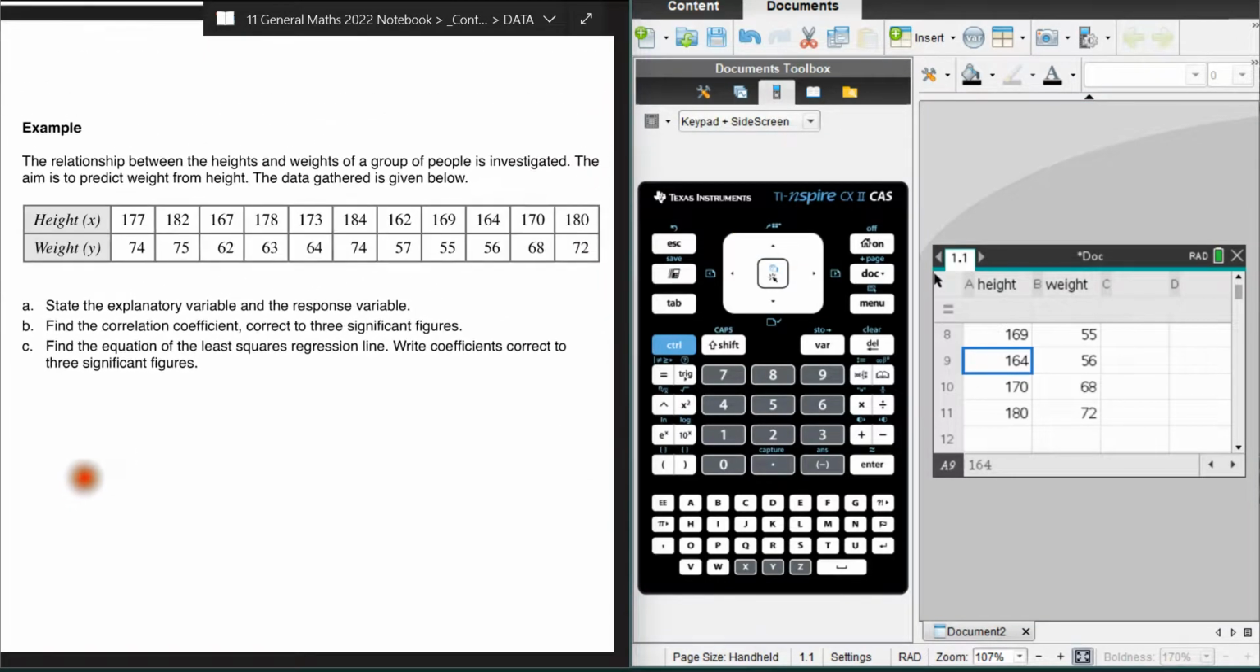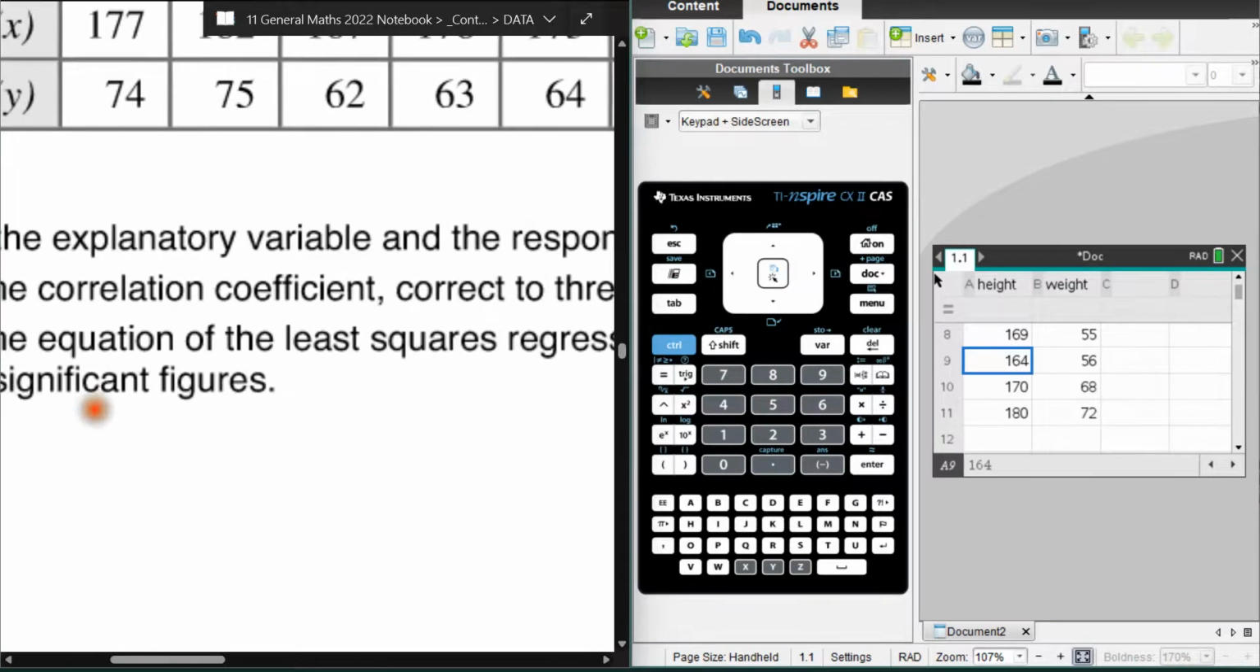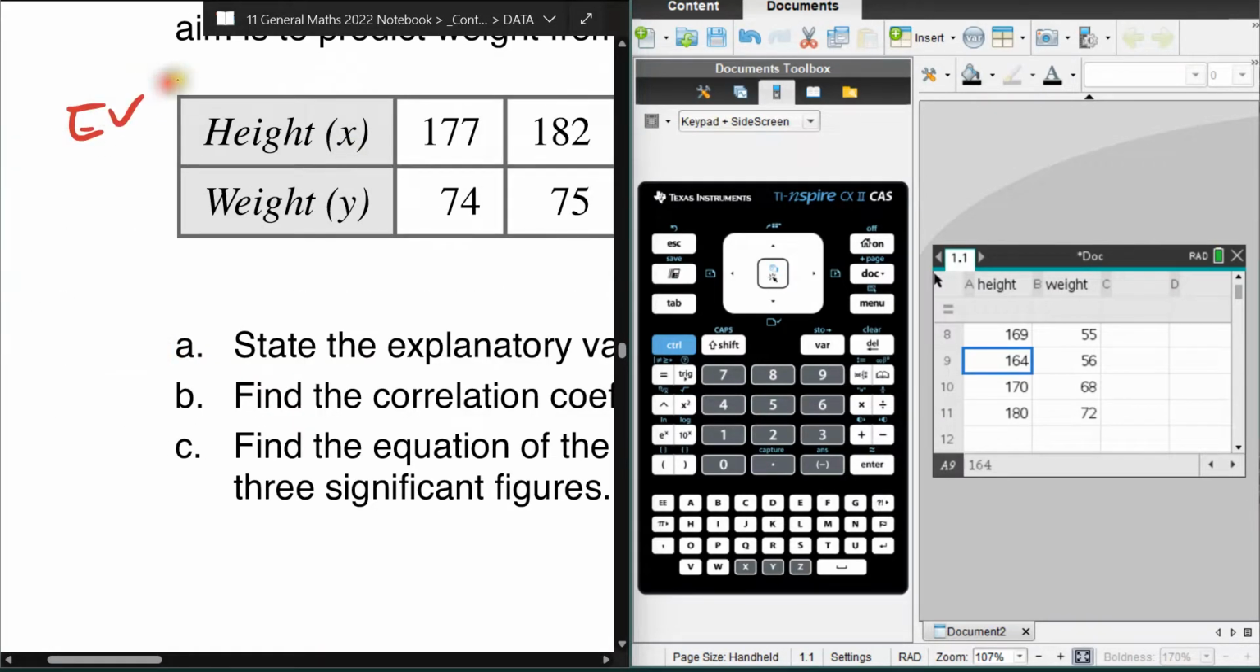While you're doing that, I'll talk through the question. The first question is we need to state the EV and the RV. If you don't understand which one is the EV and which one is the RV, I would suggest you read the question because that'll give you the context of what is happening. It says the relationship of heights and weights in a group of people is investigated. The aim is to predict the weight from the height, and the data is gathered below. So people want to predict what the weight is based on the height. Even there, you can already tell the context is that the weight is going to depend on what the height is. So that means that the height should be the EV and the weight is the RV.